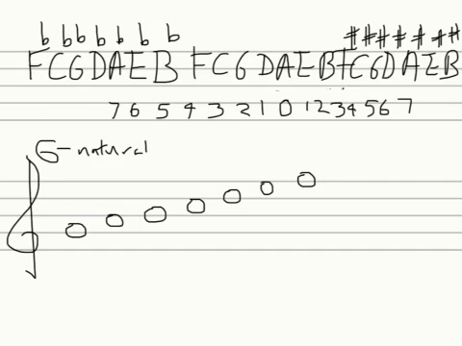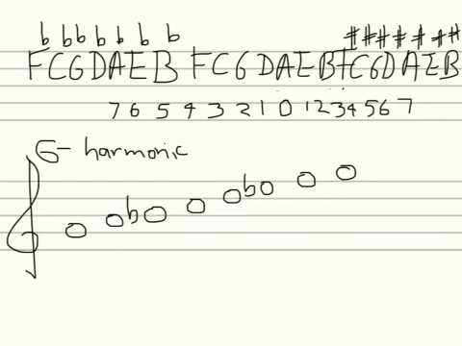Okay, continuing on, we have the G minor. Find G minor. There's G, 2 flats. 2 flats are B flat and E flat. And then you just simply mark in that B flat and E flat. That's it for your natural minor. There's no alterations to natural minor.